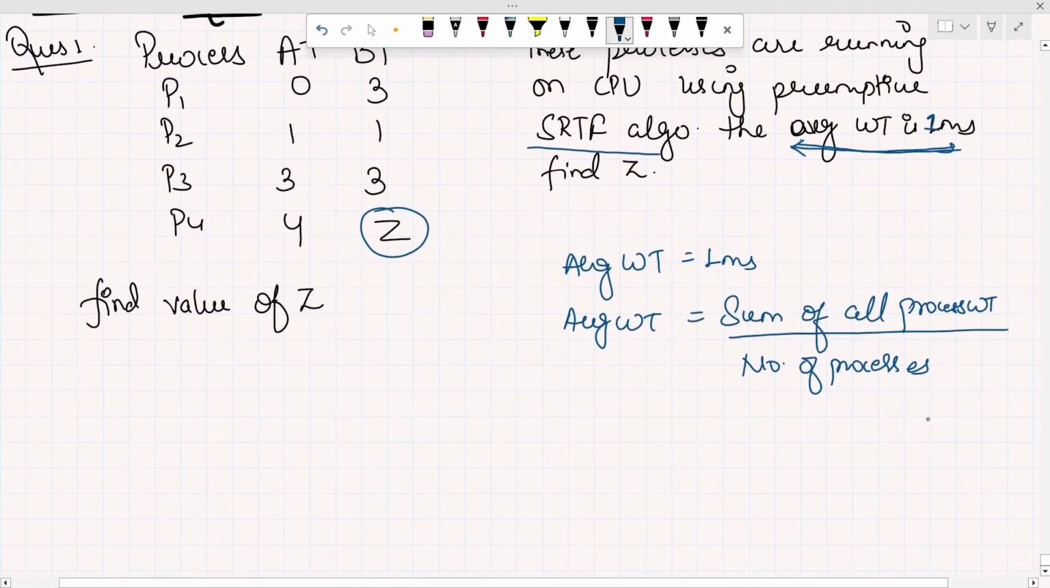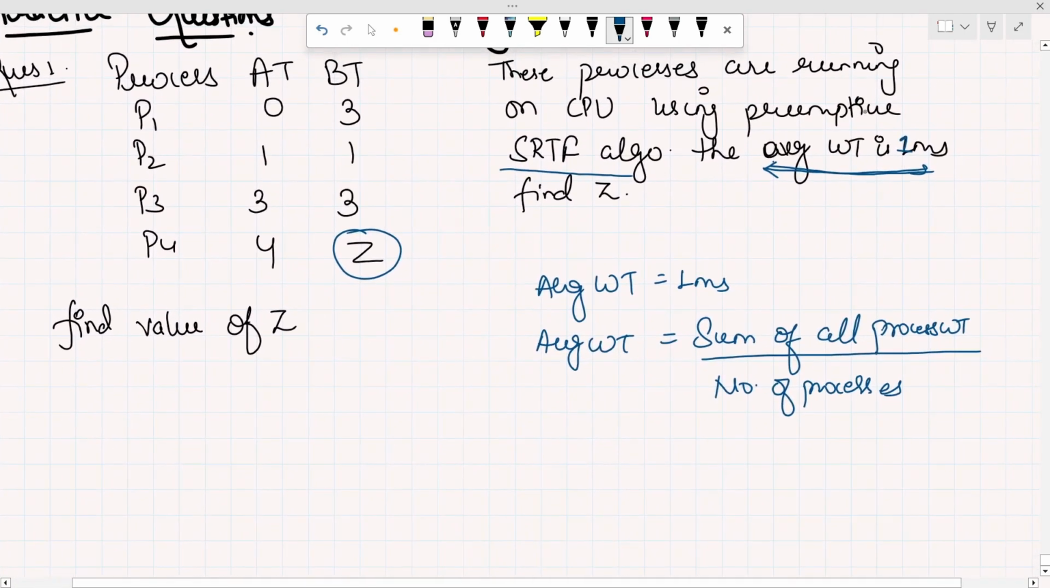The waiting time is basically the turnaround time minus the burst time. So for each process, TAT minus the burst time, whatever the answer is, you write it here. If you sum up all these and divide by the number of processes, which in this case is 4, you will get the average waiting time. So the average waiting time is the sum of all the processes' waiting times divided by the number of processes. In this particular question, the average waiting time is 1.